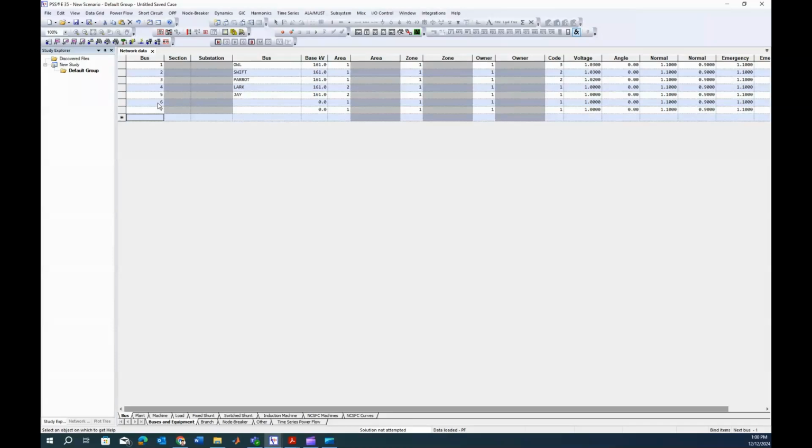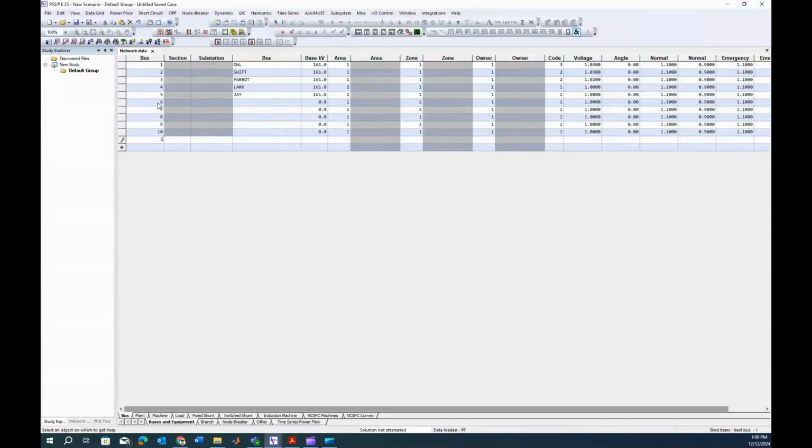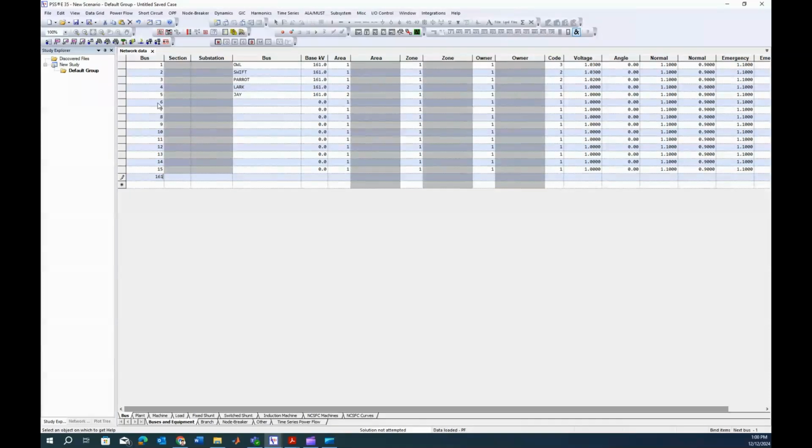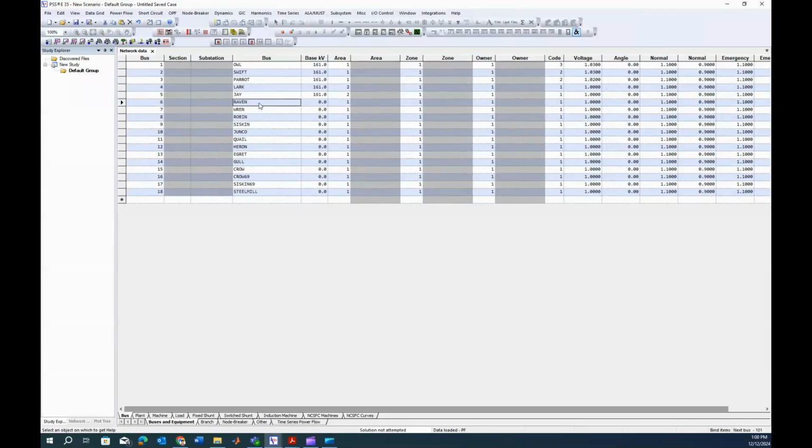6, 7, 8, 9, 10, 11, 12, 13, 14, 15, 16, and 17. So these are the buses we have. You can name them from 6 to 17, whatever the names we have. Once you name them, you'll be getting those names that way. Then you can enter the voltage levels.